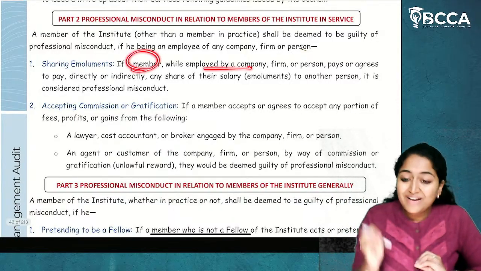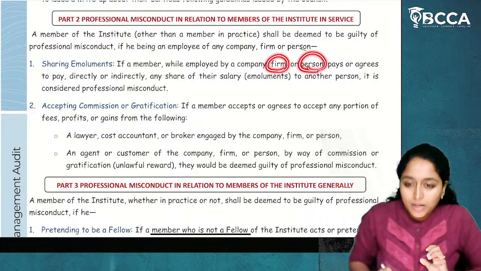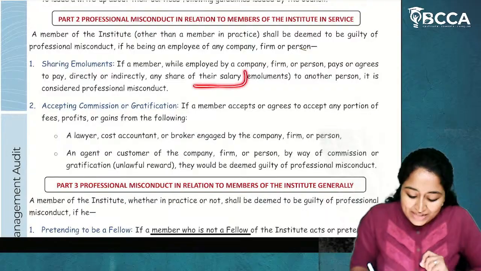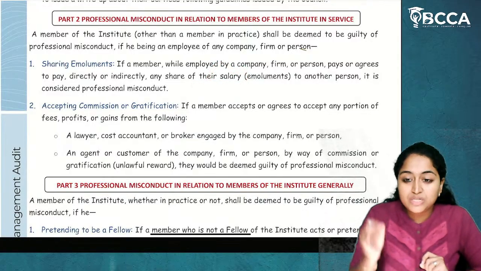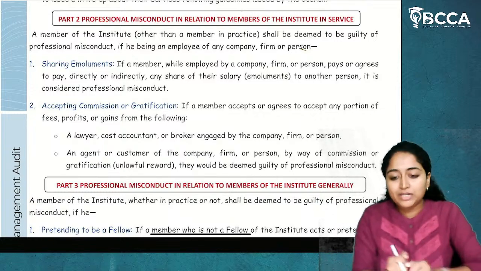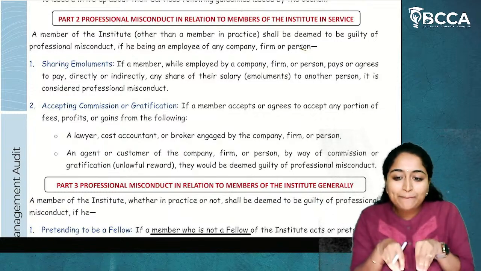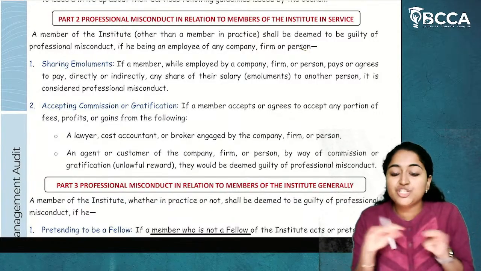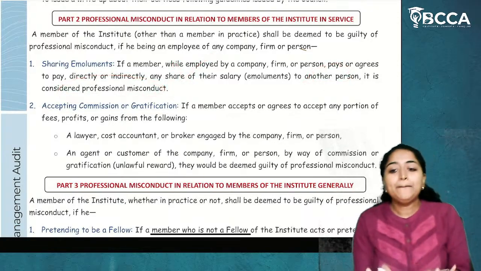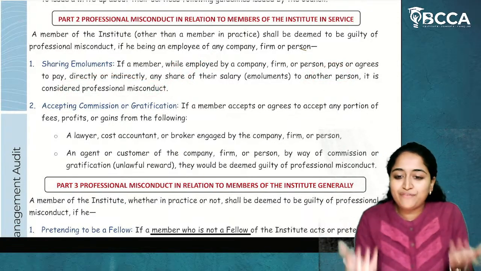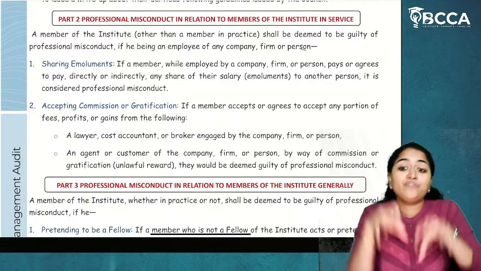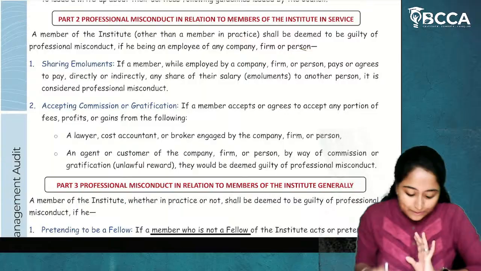If a member, while employed by a company, firm or person, pays or agrees to pay, directly or indirectly, any share of their salary, bonus or gratuity, all of which are called emoluments, to any other person, it is considered professional misconduct. If you are receiving any kind of payment from your employer in the capacity of an employee, then you can't share it with anyone. You can share it with your family or friends, that's okay. But in a professional capacity, you should not share it with anyone.